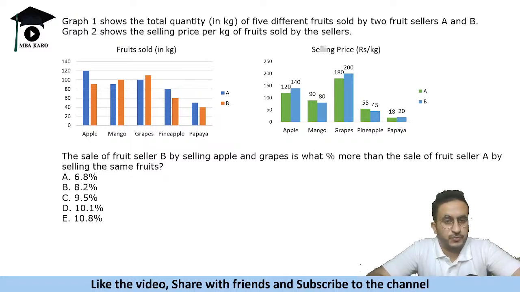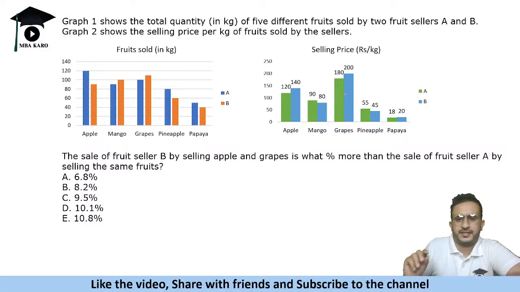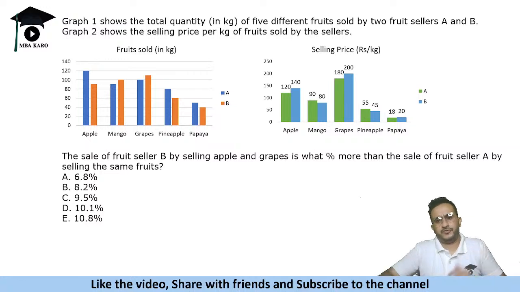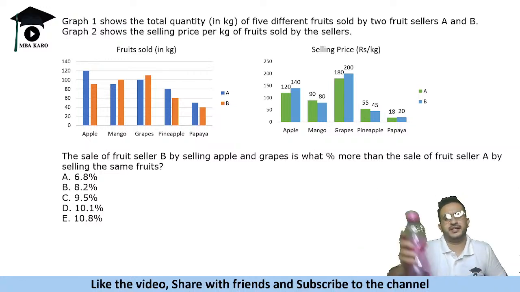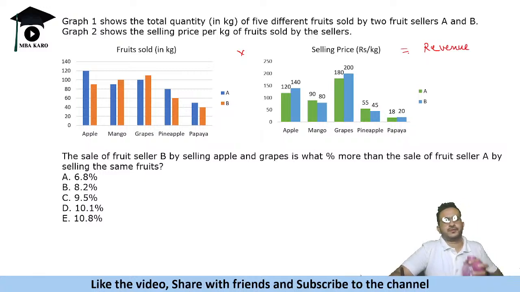Okay, so let's now proceed to the next set. It has a couple of bar graphs. Graph 1 shows the total quantity of 5 different fruits sold by 2 fruit sellers A and B, and graph 2 shows the selling price per kg of fruits sold by the sellers. So this shows fruit sold, and this shows the selling price per kg of different fruits by different fruit sellers. So basically, if you multiply fruit sold into selling price, you will get the revenue, or you can call it sale as well.